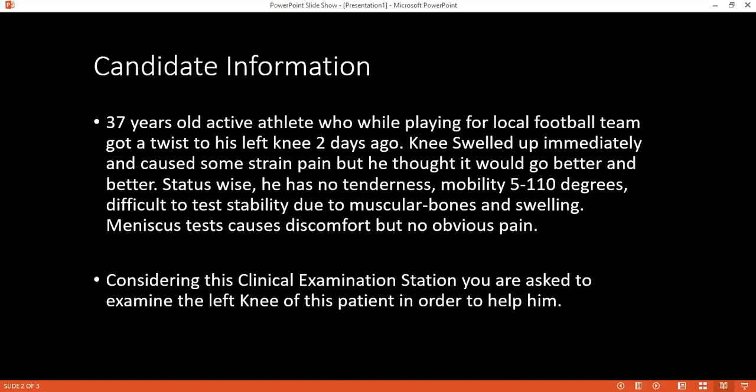Yes. Anything else? And any traumatic injuries. What? Like cruciate injuries or bony injuries. Okay. This patient had a mobility of 5 to 110 degrees.